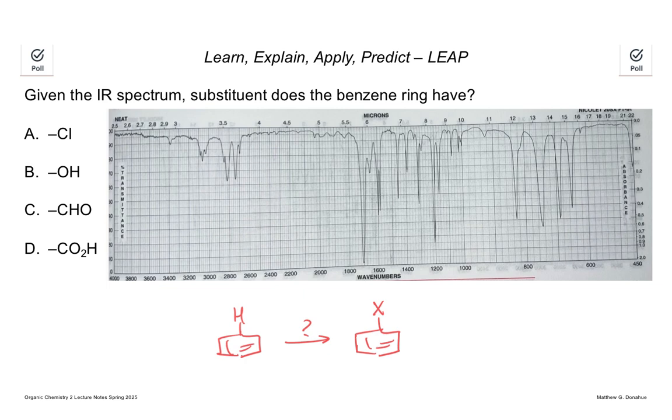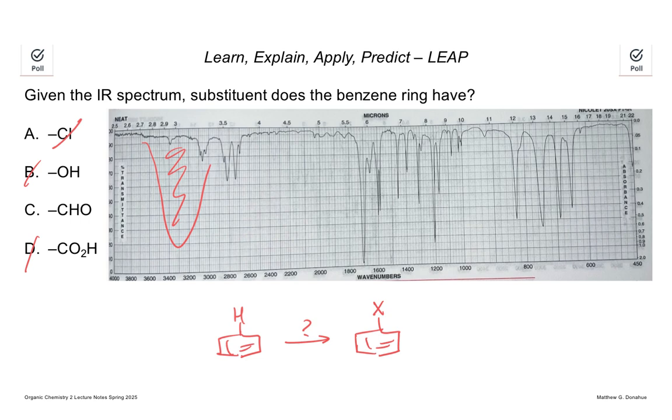So what pops out at you now? It's definitely not chlorine because it's not the same spectrum. Huh? You say D? C, yeah, it's C. So we still don't have this OH here. So that's going to eliminate those two.